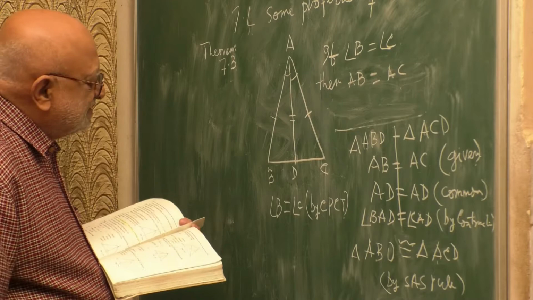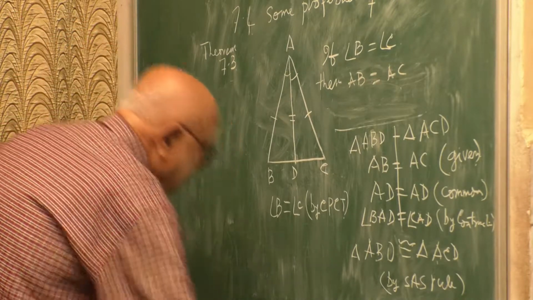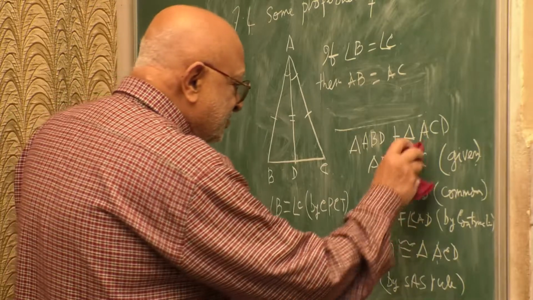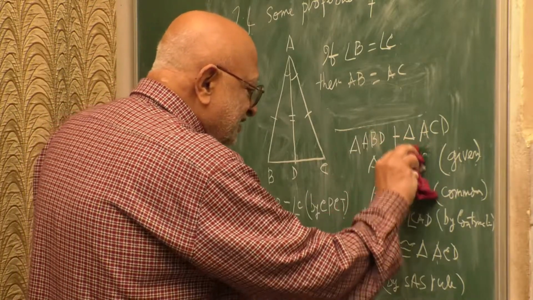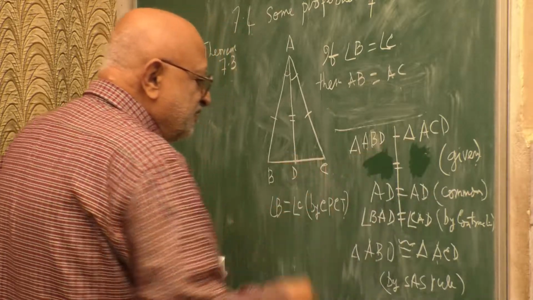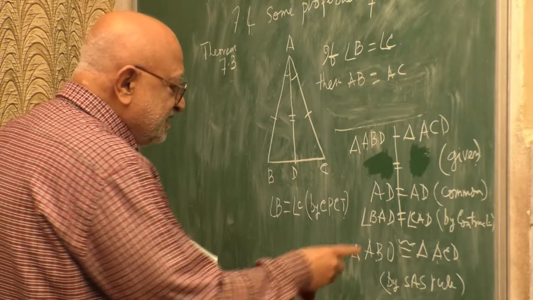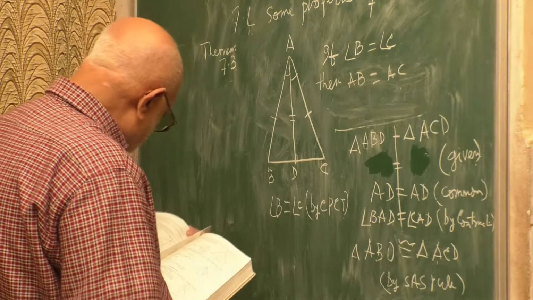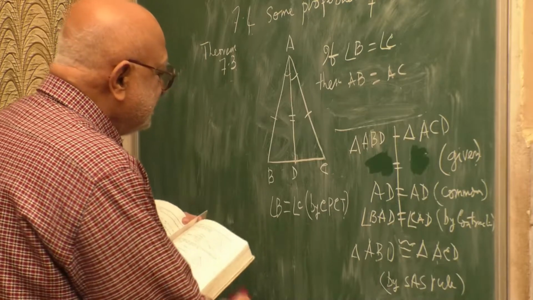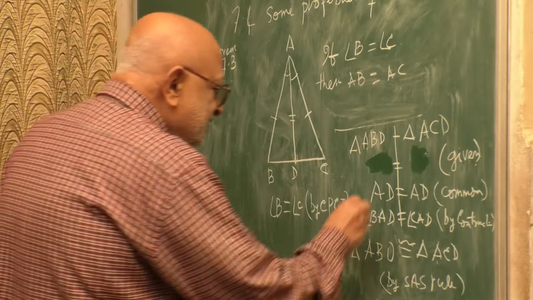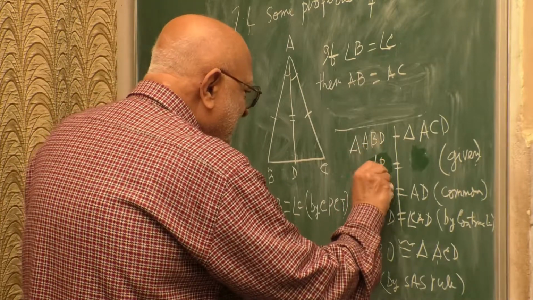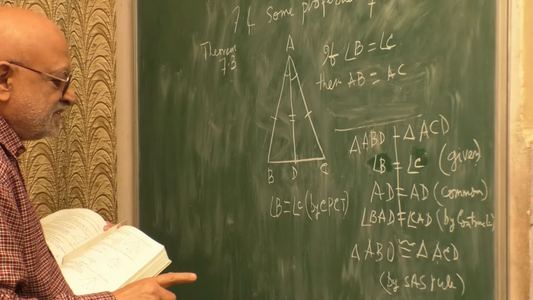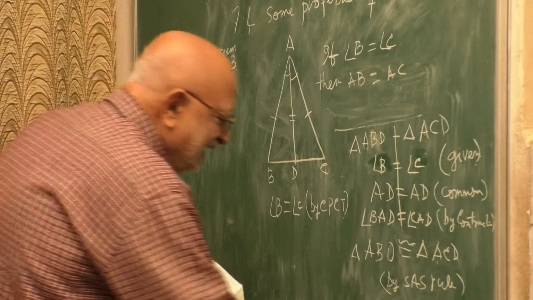Now we will prove this one by a similar method. We will take the same two triangles, and here what is given, this is not given, this has to be proven. So this we will remove. This will remain, this is by construction, and this is given, angle B equal to angle C. So here I will write angle B equal to angle C. This is given. I just changed that. Others remain all the same.